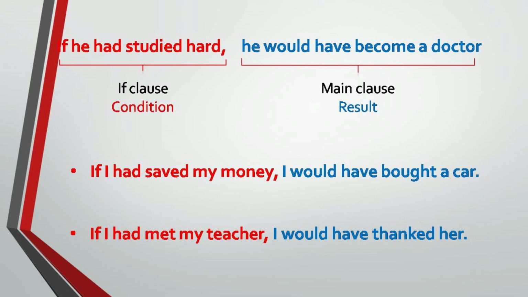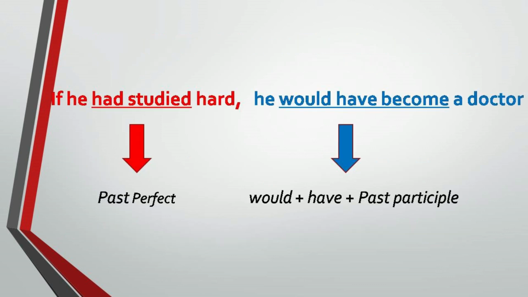The other example, if I had saved my money, I would have bought a car. That shows I didn't save money. That's why I didn't buy a car. So if I had met my teacher, I would have thanked her. Here also, I didn't meet my teacher. That's why I didn't thank her. So we can see the past actions. For our disappointments and regrets, we can show them by using the third conditional sentences.